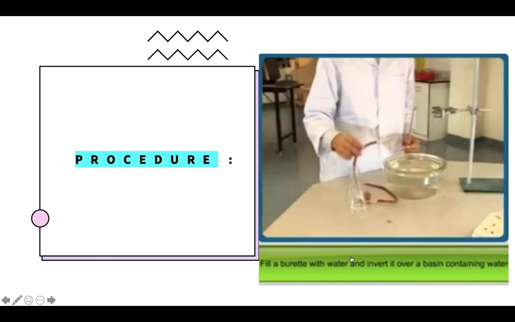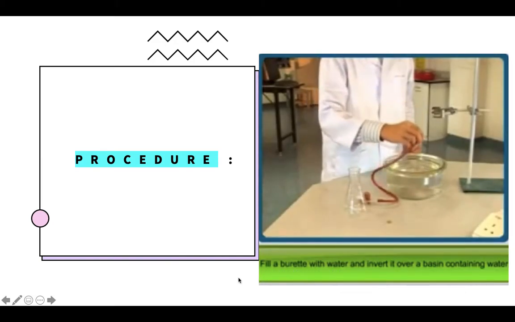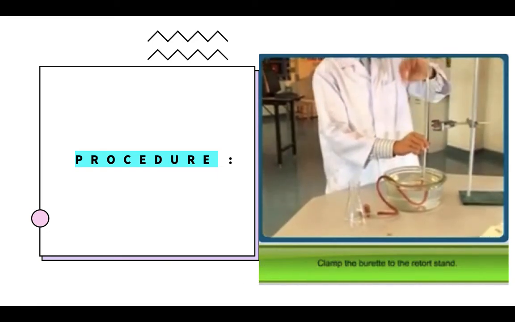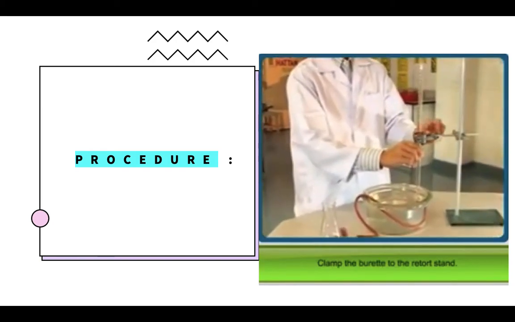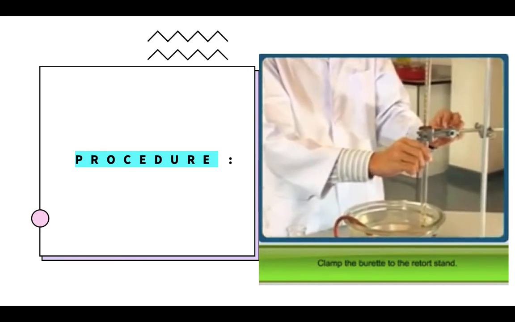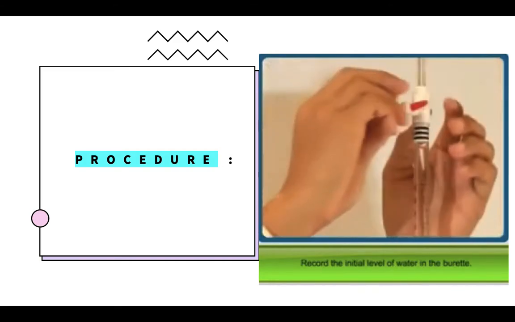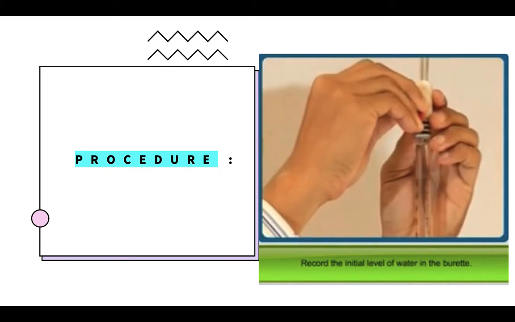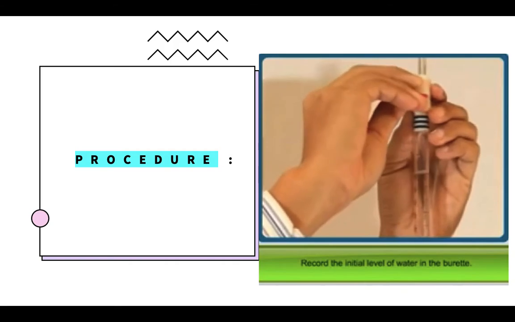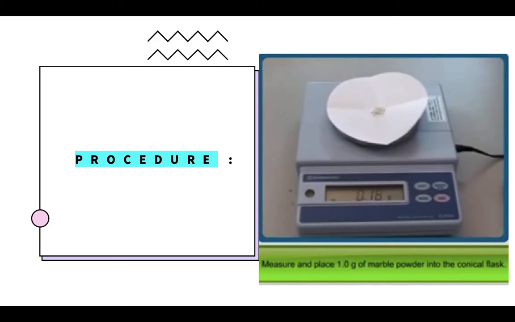Next is the procedure. So tengok video ni untuk tengok dia punya procedure. Fill the burette with water and invert it over a basin containing water. Clamp the burette to the retort stand. Record the initial level of water in the burette. Measure and place 1 gram of marble powder into the conical flask.